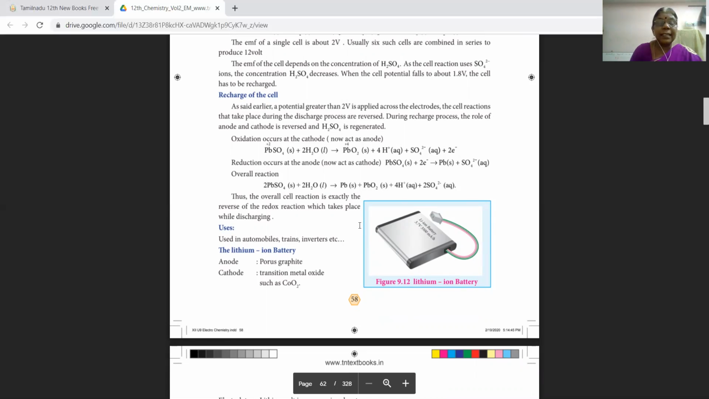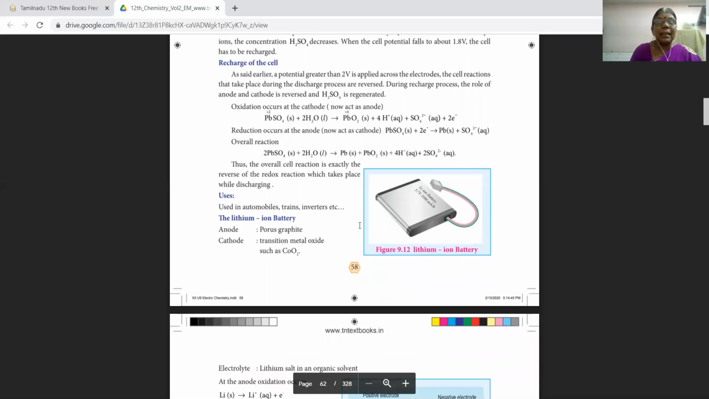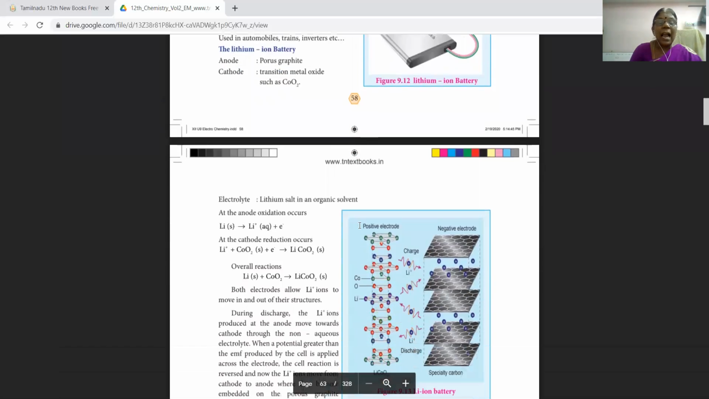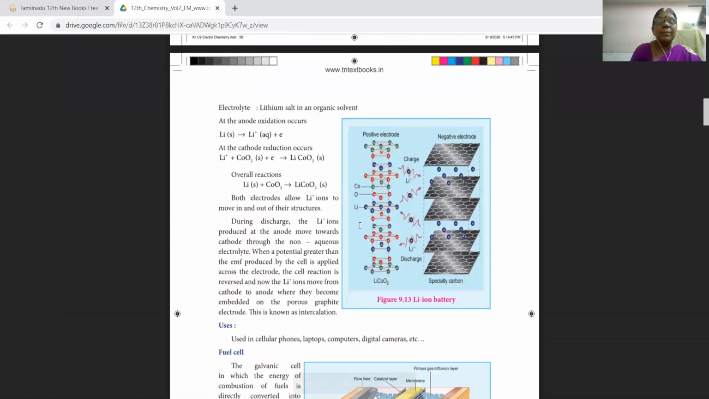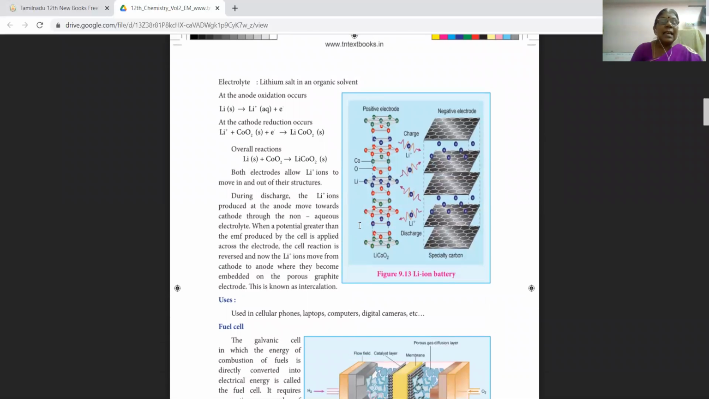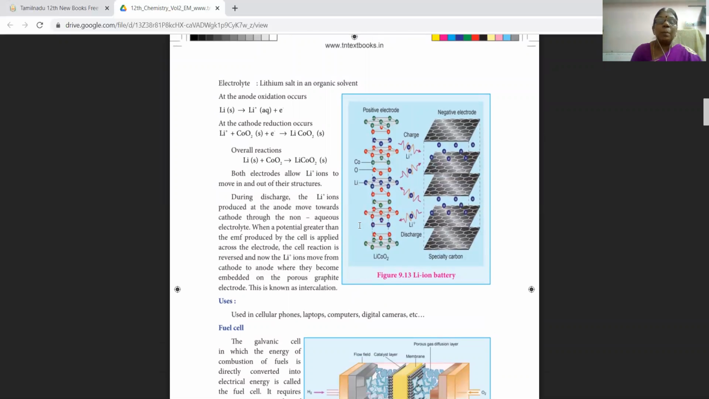The next is the lithium ion battery. Here the anode is porous graphite and the cathode is a transition metal oxide such as cobalt oxide. And the electrolyte is a lithium salt in an organic solvent. At the anode, oxidation occurs. Lithium gives Li+ plus 1 electron, and at the cathode, reduction occurs. So lithium accepts that 1 electron along with the cobalt oxide and it gives LiCoO2, lithium cobalt oxide.